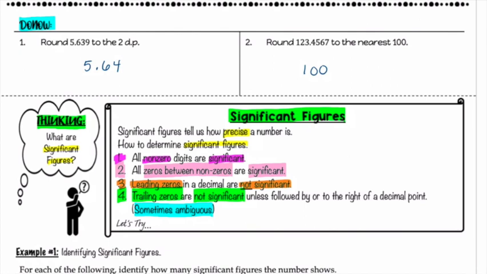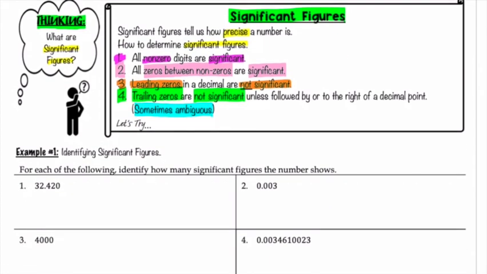Let's look at example number 1. We are going to be identifying significant figures. It says for each of the following, identify how many significant figures the number shows. So let's look at number 1. We have 32.420. Here we have 5 significant figures, SF for short. Every single number here is considered significant.